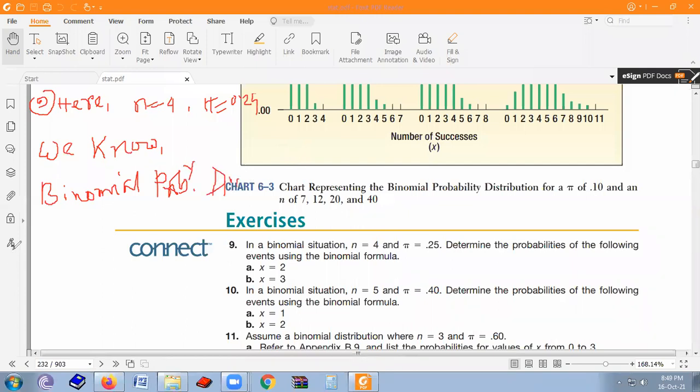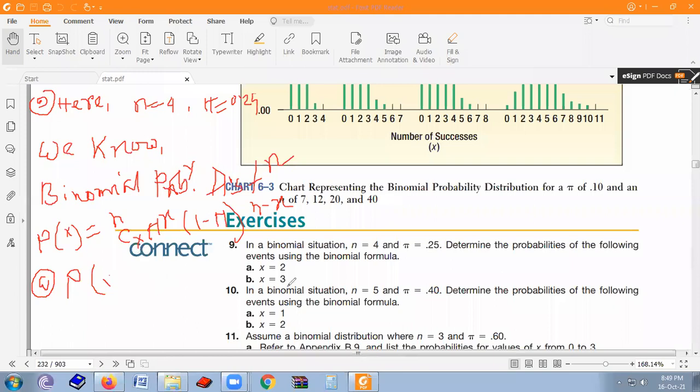So our formula is like this: probability of x equals nCx pi to the power x into 1 minus pi to the power n minus x. Okay, so this is our formula. Number A, probability of x equals 2. So we have to find the probability of x equals 2.